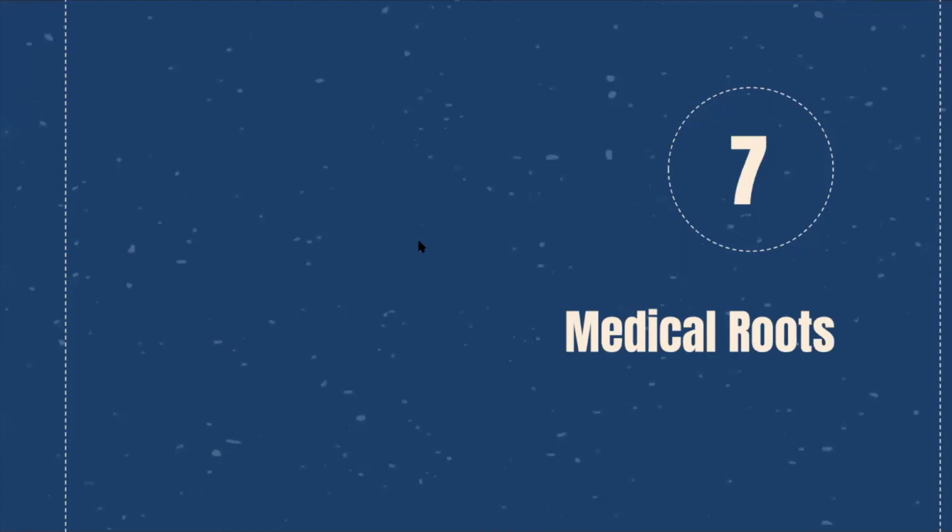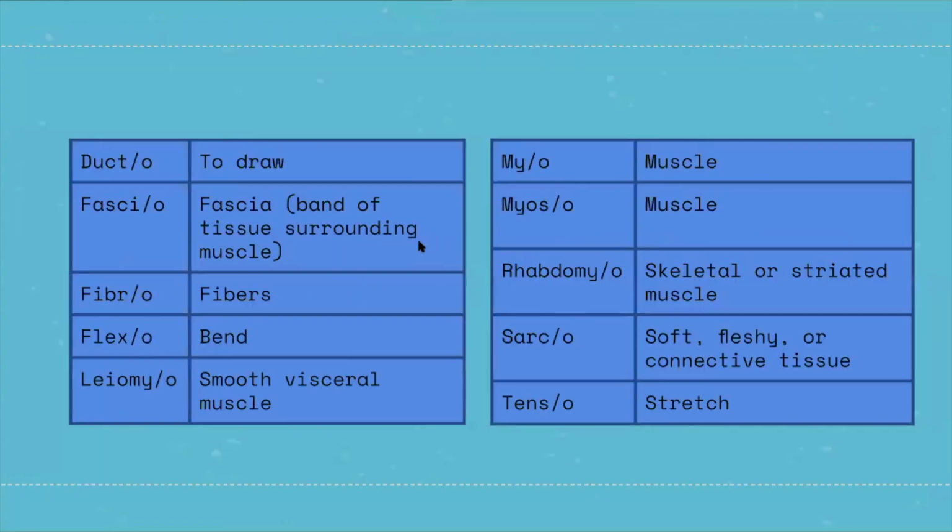Okay, now we're going to go over some medical roots. So we have duct, to draw. We have fascia, or fascio, which basically means fascia. It is a band of tissue that surrounds the muscles. We have fibro, which basically means fibers. We have flexo, which means to bend. We have leiomyo, which basically means smooth visceral muscle. We have myo and myoso, which both mean muscle.